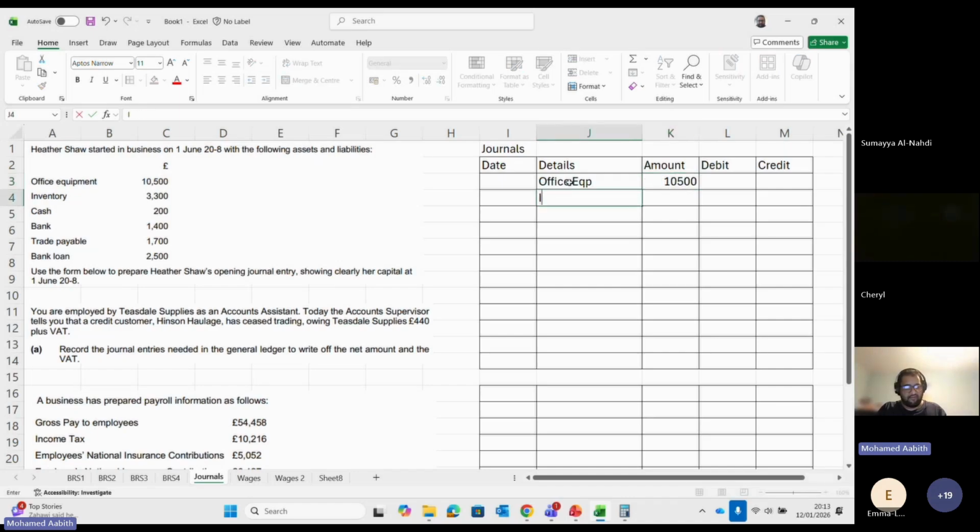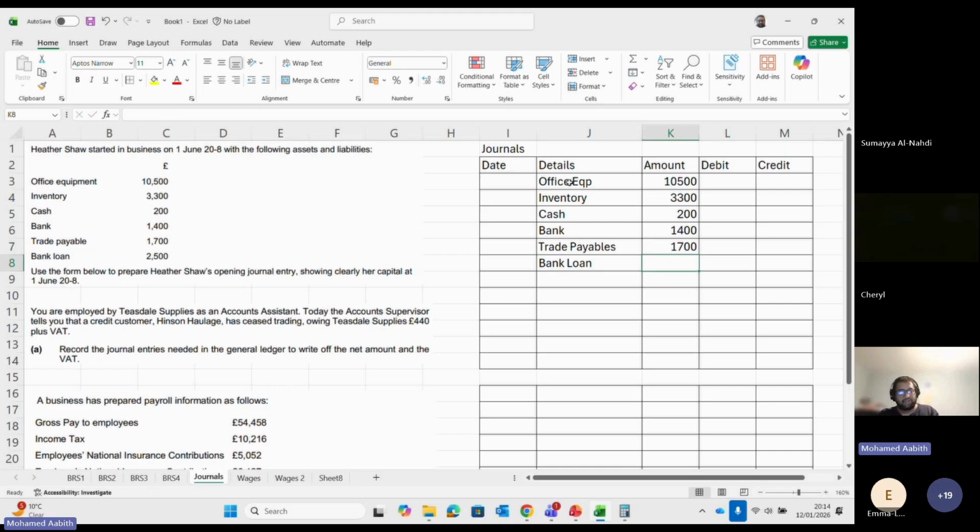And then we have inventory. How much is that? 3,300. And then what else we have here? Cash for 200. And then we have bank. If it's a bank overdraft, it will be a credit balance, so make sure we do that there. And then we have trade payables. How much is that for? 1,700. And then we have bank loan. So this one is 2,500.